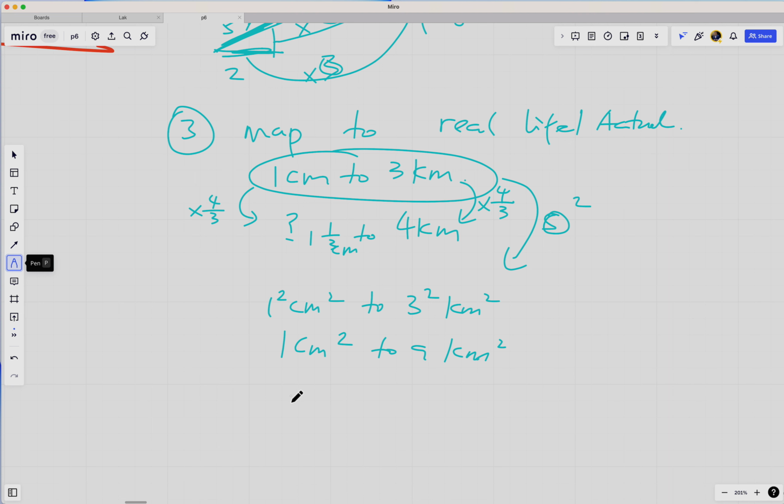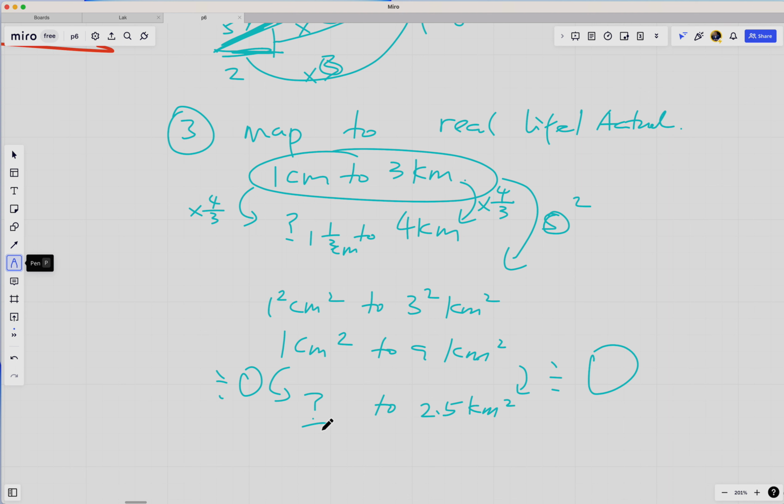So let's say they give you this is 2.5 km². So what is the map area? Ask yourself, how do you get this? You just use 9 divided by this. But that's area also. So you just divide by the same thing to get the question mark.